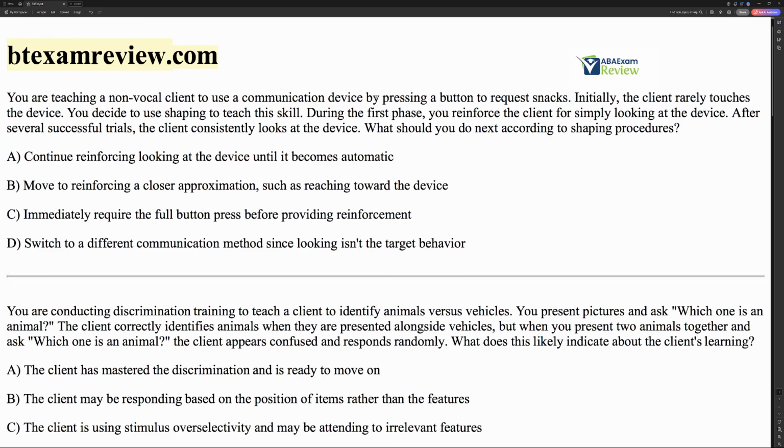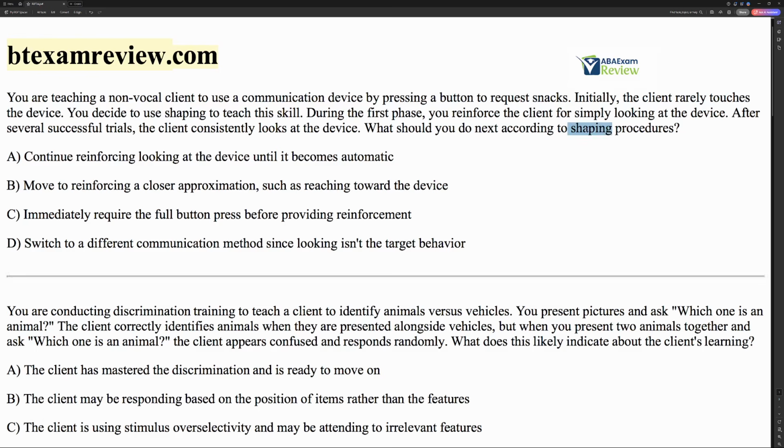You're teaching a non-vocal client to use a communication device by pressing a button to request snacks. Initially, the client rarely touches the device. You decide to use shaping to teach this skill. During the first phase, you reinforce the client for simply looking at the device. After several successful trials, the client consistently looks at the device. What should you do next according to shaping procedures?